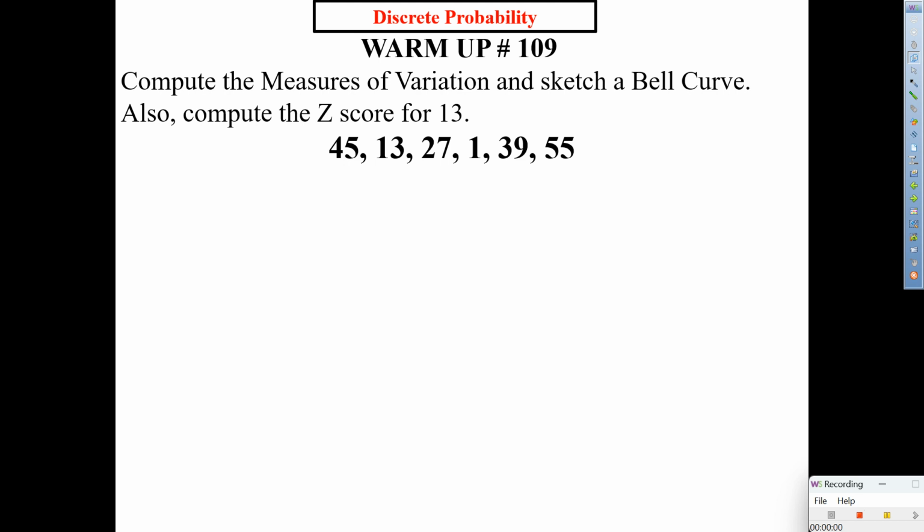Alright, set your stuff aside. Here we go, warm-up number 109. Today we're moving on to another section of the discrete probability, so make sure you stay focused. Practice the variation and your Z-score for that data: 45, 13, 27, 1, 39, and 55. Do some time, copy and go.